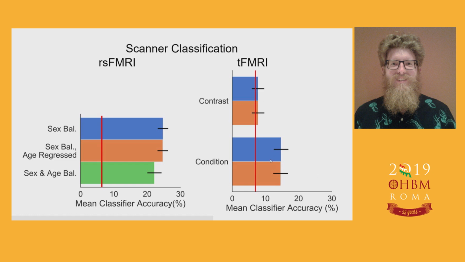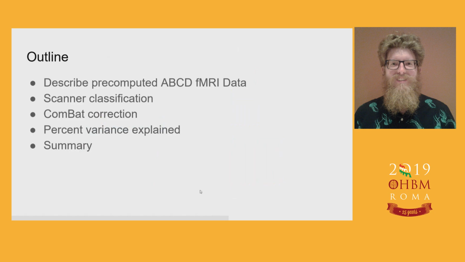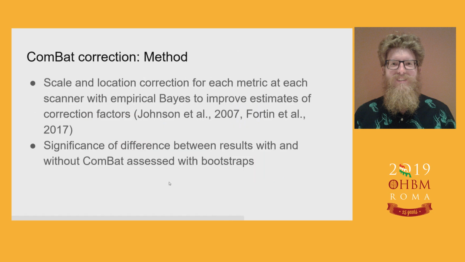And then the task-based data is a little bit better story. The contrasts, since there is that internal subtraction, internal control, are only classifiable very, very slightly above chance. And the conditions, since they don't have that subtraction, are more classifiable at about 15%, and that is, again, significant.